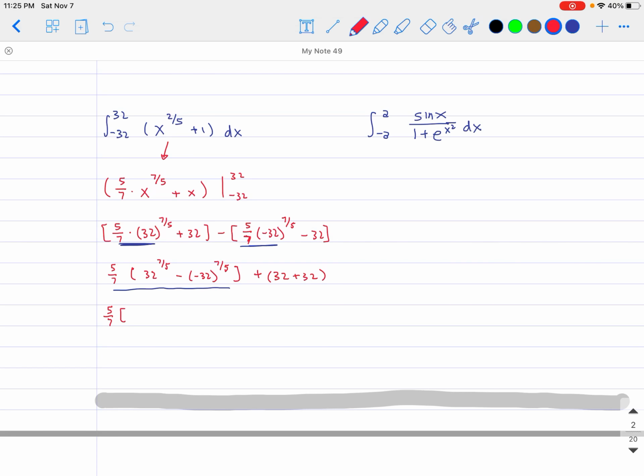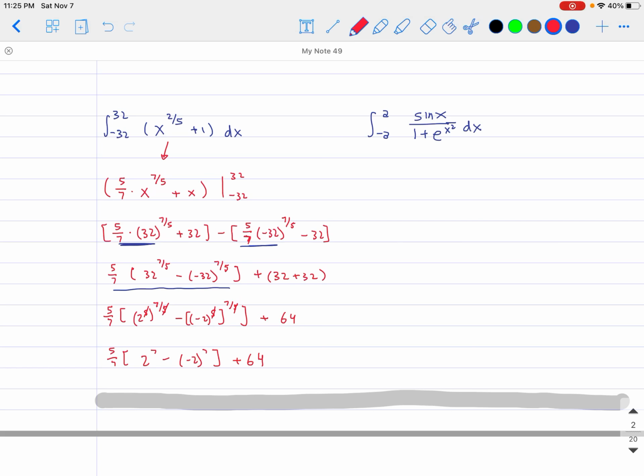5/7 multiplied by, if it helps, 32. I can write it as 2 to the 5th power. And then we have 7/5. And then minus, this was going to be negative 2 to the 5th power raised to the power of 7/5 also. And then plus 32 plus 32 is equal to 64. This is where the 5th power and the 5th root cancel out. So 5/7 multiplied by 2 to the 7th minus negative 2 to the 7th, and then plus 64.